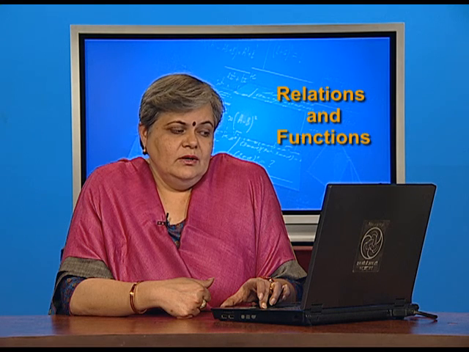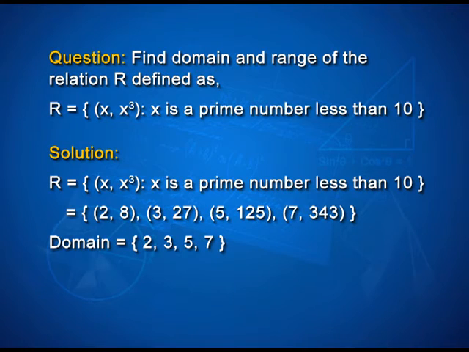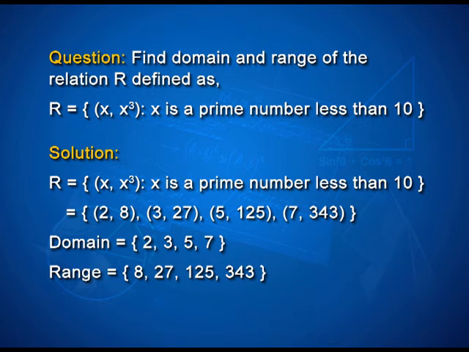What is the domain of this relation? Definitely all the 4 prime numbers less than 10, and the range, the list of all the elements that are present in the second position. So, the set consisting of them is {8, 27, 125, 343}, and that collection is called the range.